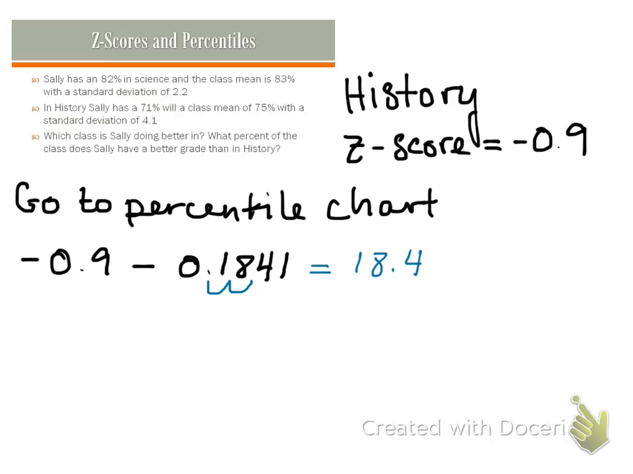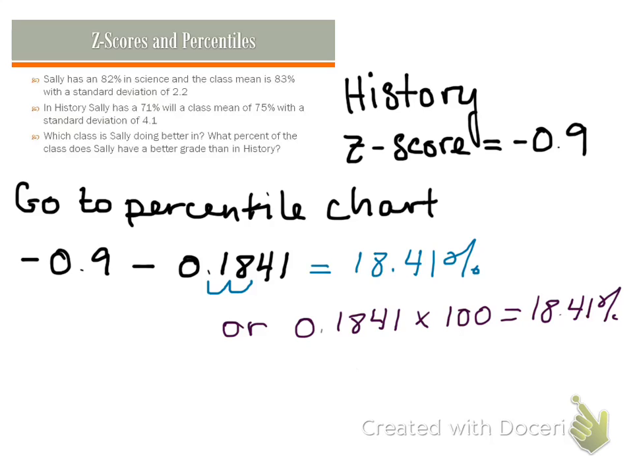There are two ways to change that into a percent. The first way is moving the decimal over 2 times to the right to get 18.41%. The second way is to multiply that decimal, so 0.1841 times 100. Both ways get you 18.41%.